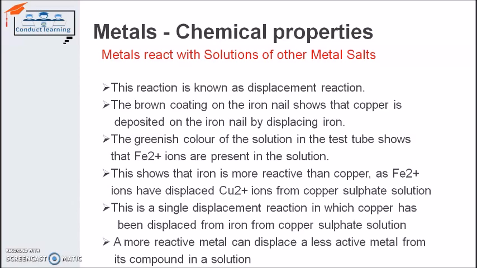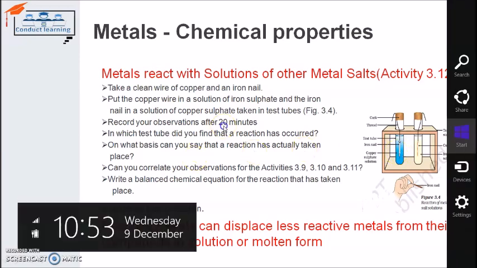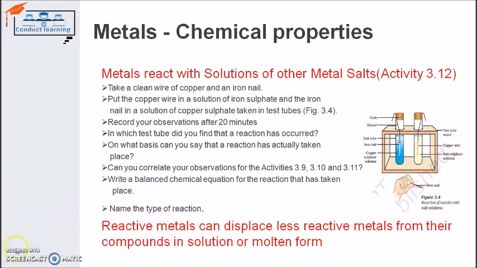A more reactive metal can displace a less reactive metal. It is a result of this reaction. The same thing you can see in this diagram also. The iron is displacing the copper from copper sulfate solution, and the copper sulfate solution is getting faded out. So iron is more reactive than copper. This is what we understand from this.